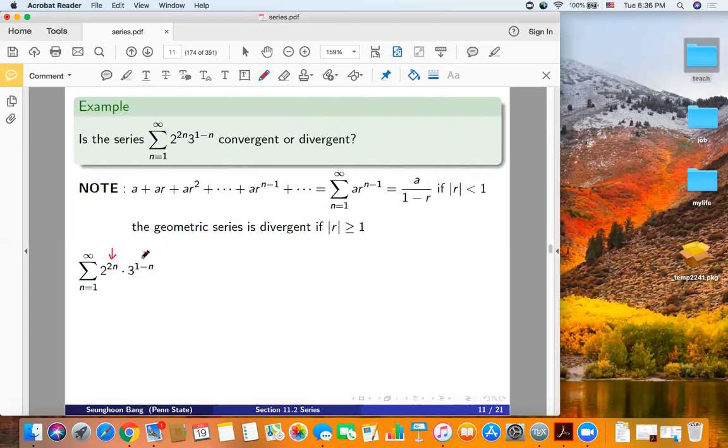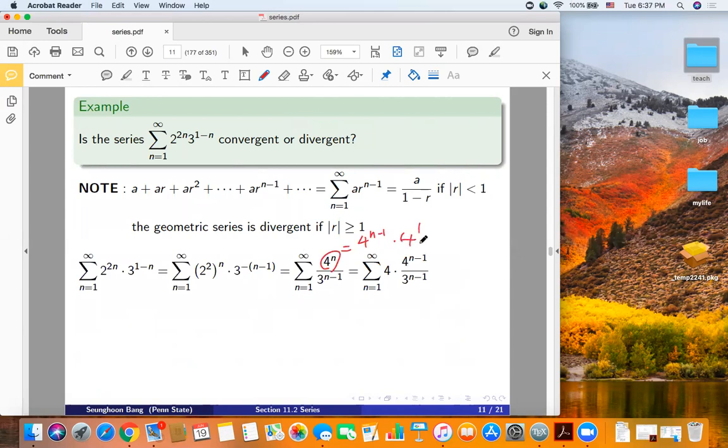The power is 2n in one part and 1 minus n in the other. I can change the power to n, so like this: 2 squared to the power n, and in the denominator only factor out 1 minus 1. So we have 4 to the n over 3 to the n minus 1, is that right? The 4 to the n is the same as 4 to the n minus 1 times 4 to the 1. The 4 to the 1 is here, 4 to the n minus 1, and 3 to the n minus 1 is here.